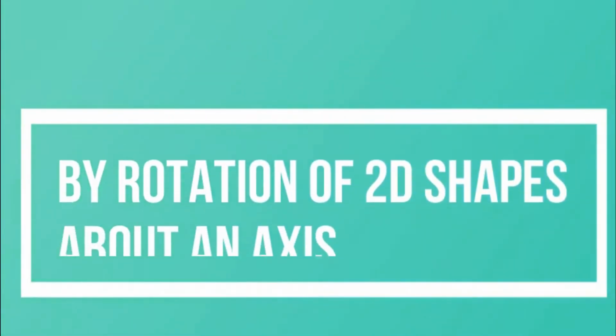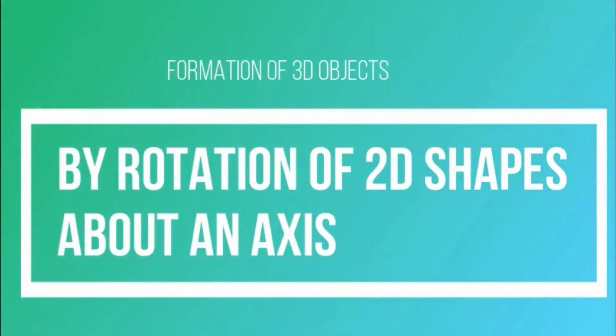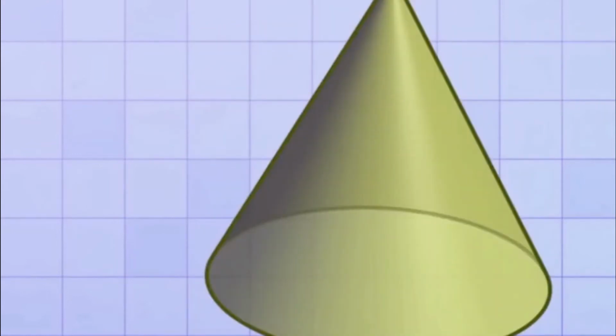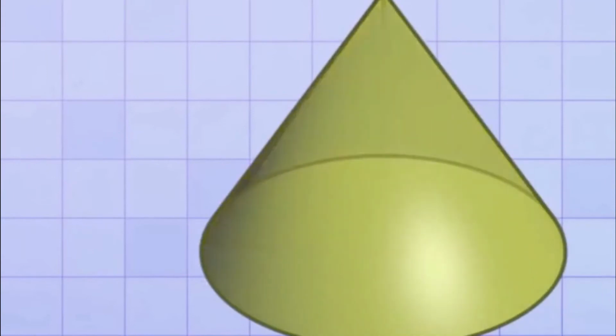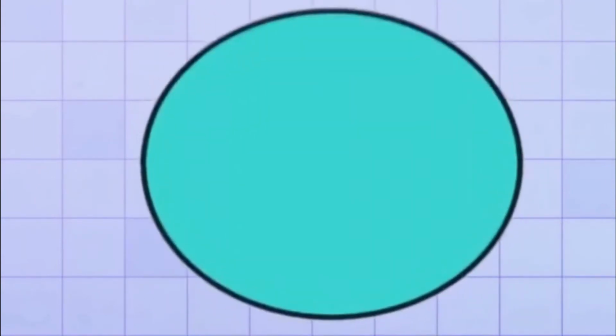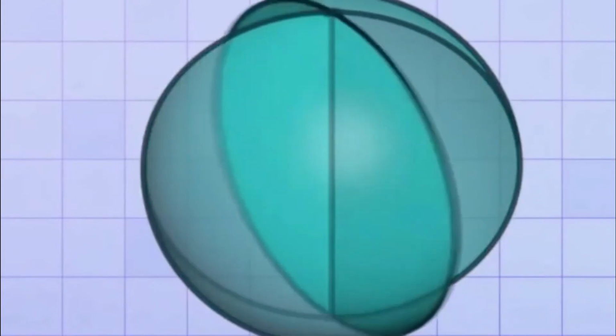Now we shall see the formation of 3D objects like cone and sphere, which are not formed by extending a 2D object but by rotating it about an axis. Just like this, if we rotate a right triangle about the perpendicular, we get a right circular cone. To get a sphere, rotate a circle about any of its diameter and have a sphere. Now let's find their volume.